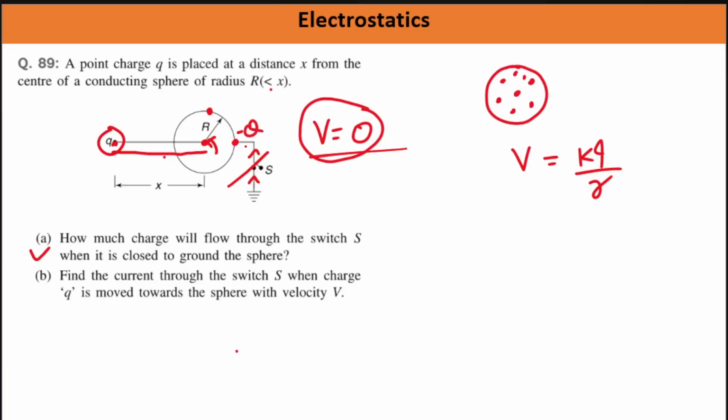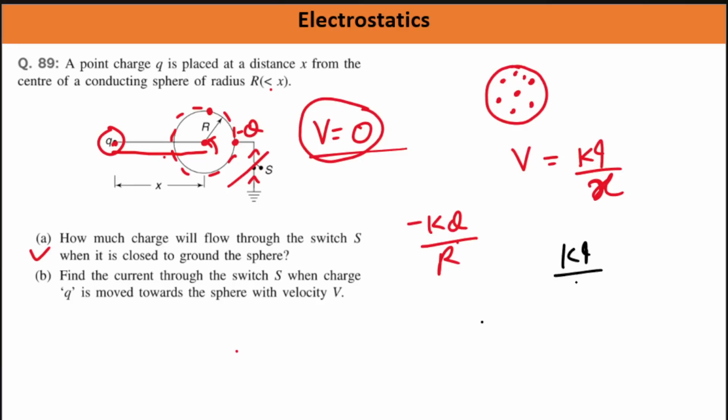Now what will be the value of this minus q? If a charge of value minus q is coming to its surface, then what will be the potential because of this negative charge? That will be minus kq by r. And the summation of this potential and this potential should add up to 0, right? So this is kq by x. Okay? So let's add these two and equate it to 0.